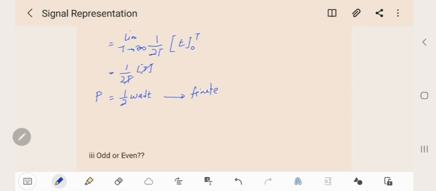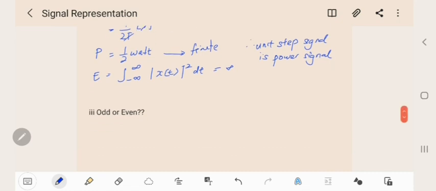To be doubly sure, we can find the energy by integrating from negative infinity to infinity the modulus of x(t) squared dt. When we integrate this signal squared, it is from negative infinity to infinity, and it will always be infinity. So this unit step signal is a power signal.